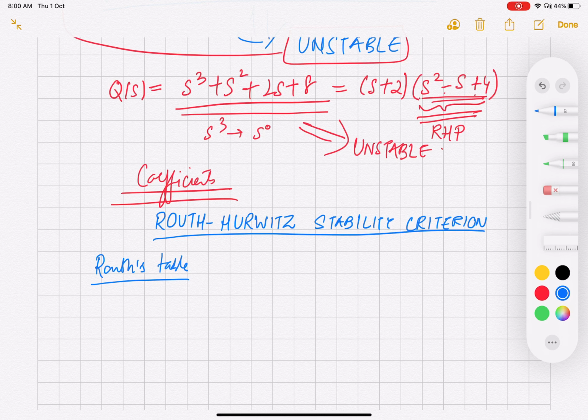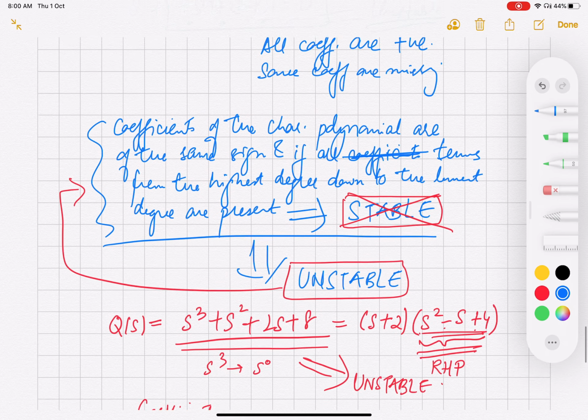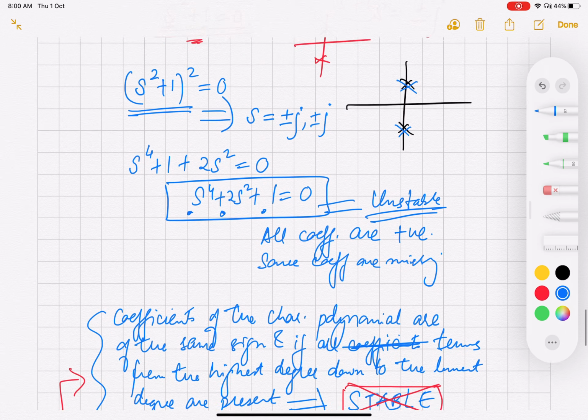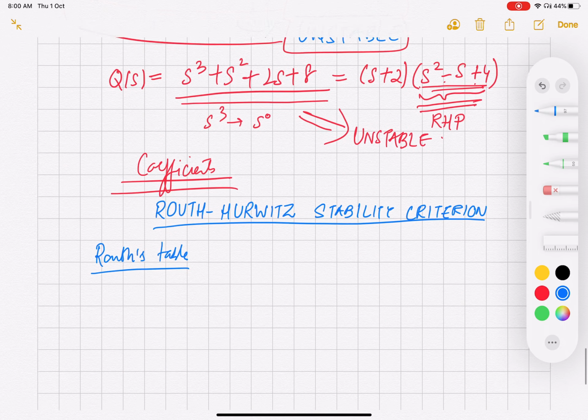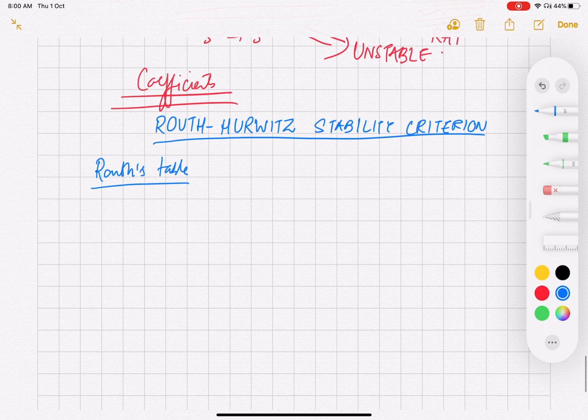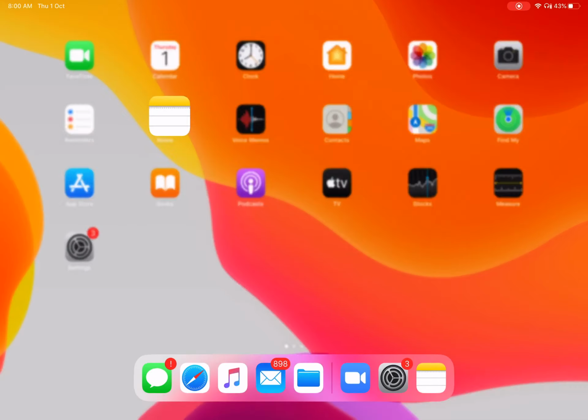The basic essence of the Routh stability criteria comes from the fact that we can actually analyze the coefficients of the characteristic polynomial and have some idea of the stability of the system and the location of the poles. So what we do in this is, I'll just show you the table from the book.